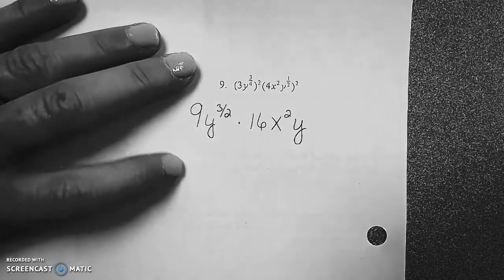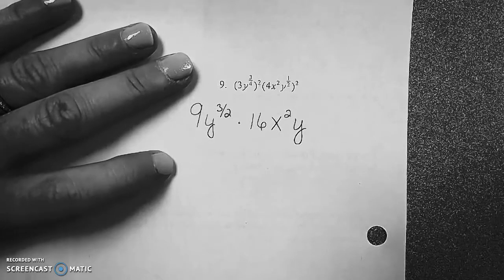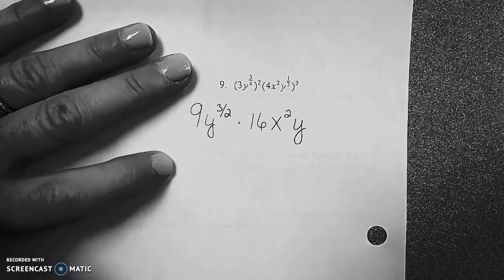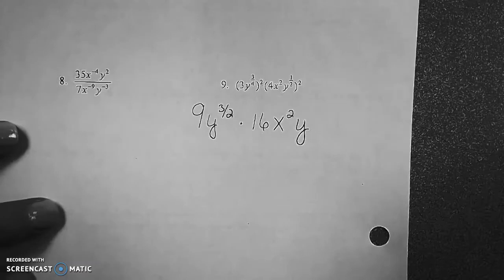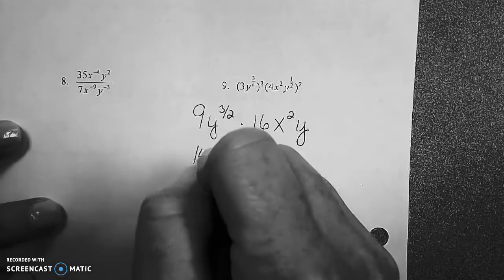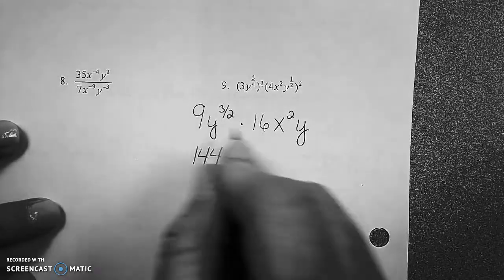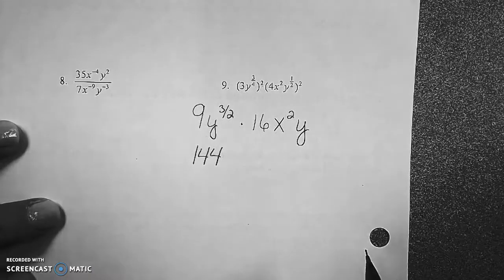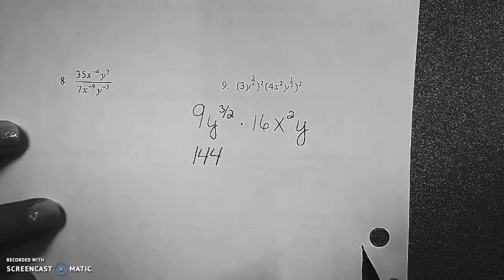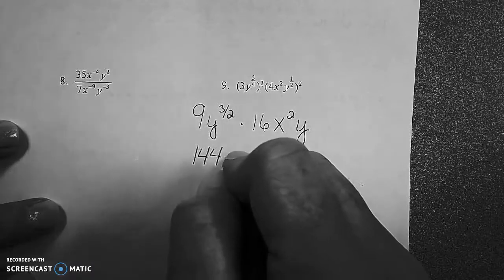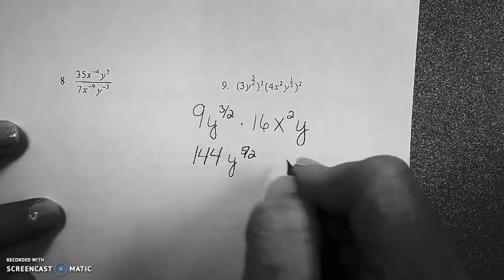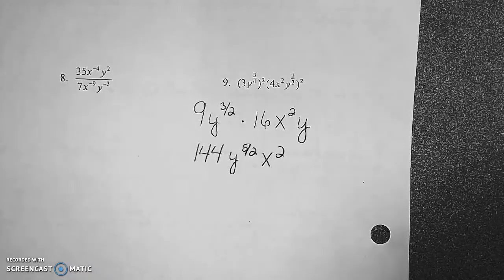And so from here, I need to do 9 times 16. And then I need to combine like terms. 9 times 16 is 144. When I'm multiplying like bases, I add the exponents. So 3/2 plus 1 would be y to the 5/2, and then x squared.